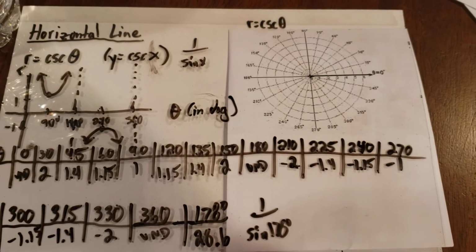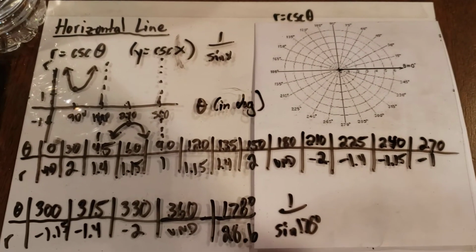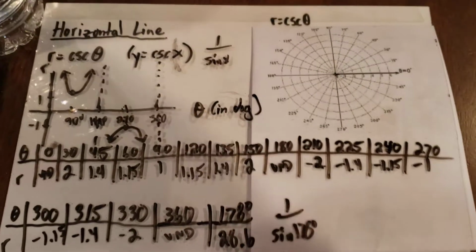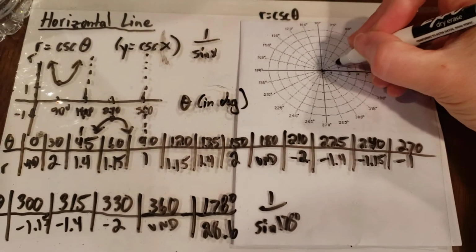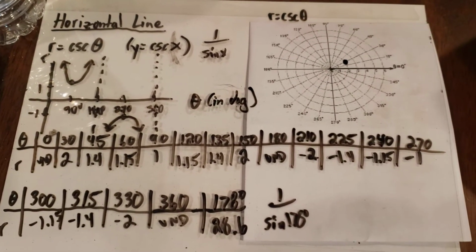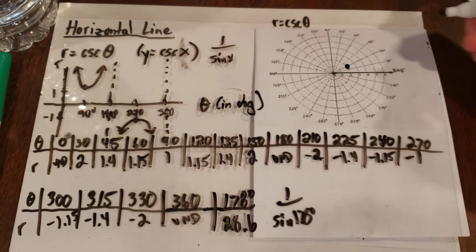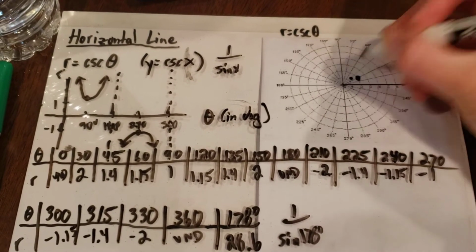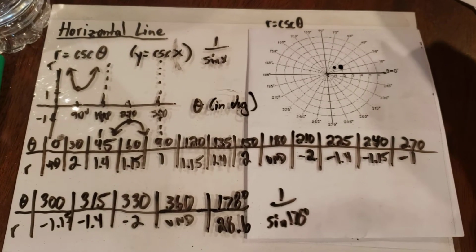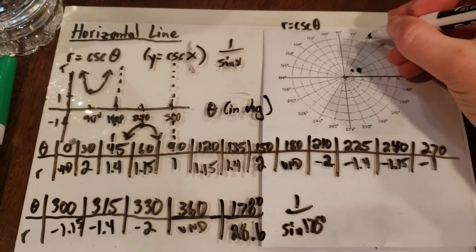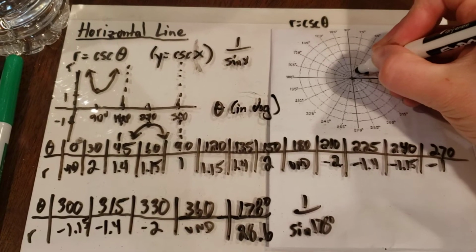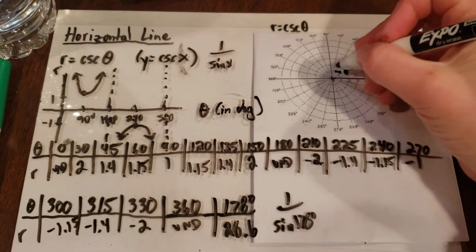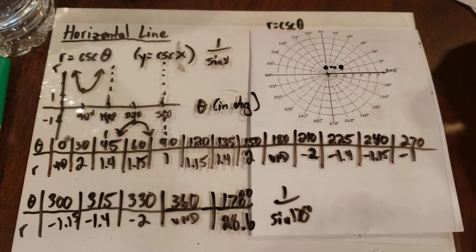At 0 degrees, r is undefined, so we can't graph that point. When r is 2, theta is 30 degrees. So 30 degrees rotation when r is 2, that puts us right here. 45 degrees, r is 1.4. So 45 degrees, 1.4 is about right here. 60 degrees, 1.15, even smaller. 90 degrees, r is 1. You should be noticing something.